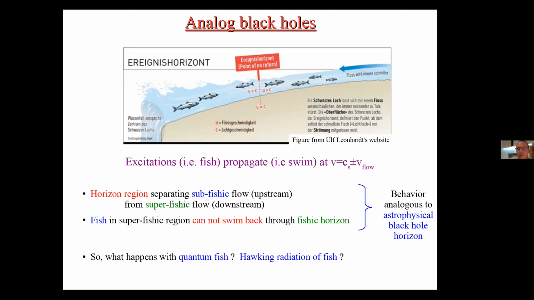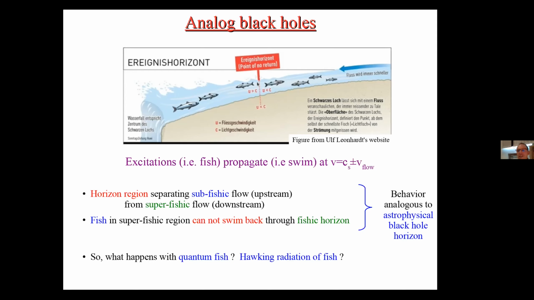Here is a cartoon taken from Unruh's website for a fishy black hole. So think of being a fish swimming in a river. In this region, the river flows slowly, so the fish can swim both downhill and uphill. In this region, the river is flowing so fast that the fish cannot escape. They are not able to swim fast enough to go uphill, and so they are dragged into the waterfall. So the point where the swimming speed of the fish equals the speed of the flow is a sort of point of no return, an event horizon. So it's a fishy horizon.